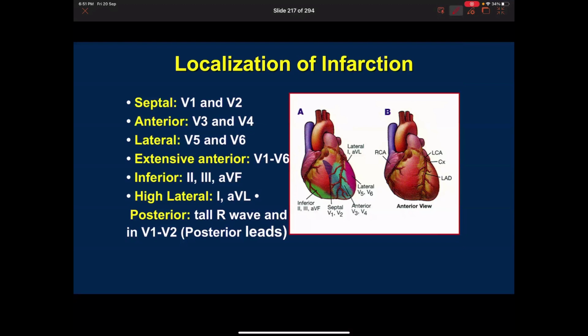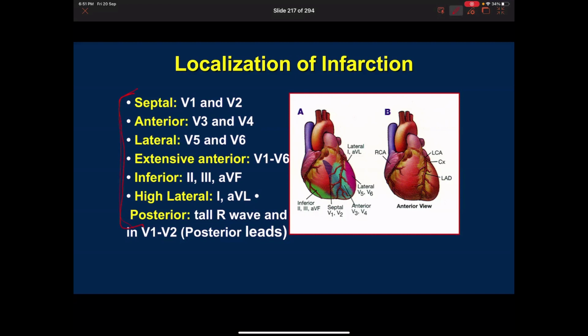Now, this is the most important part. They'll give you an ECG and they'll tell you which side of the heart is affected, or which side of the heart is ischemic, or which artery is the one affected, just by looking at the ECG. How do you figure that out? You need to memorize this. Okay, you need to memorize this. You have to. Same one as the one I showed you in the beginning.